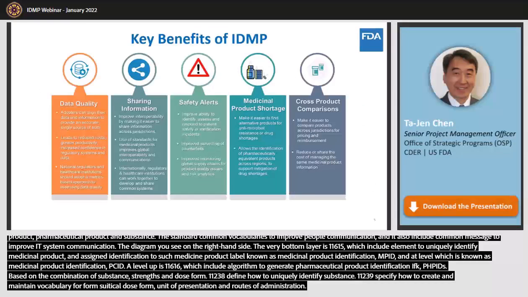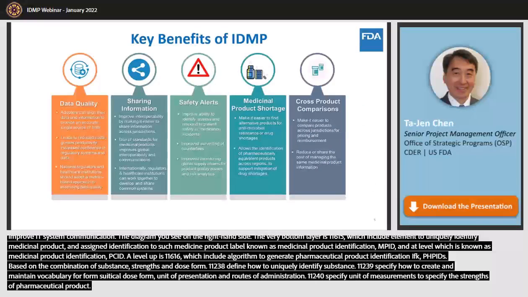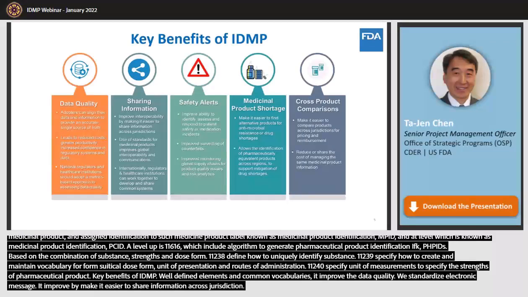Key benefits of IDMP. With well-defined data elements and common vocabularies, it improves the data quality. With standardized electronic message, it improves the interoperability by making it easier to share information across jurisdiction. With better data quality and an easier and faster way to share information, it improves our ability to identify, assess, and respond to patient safety or medication incidents faster and more precisely.